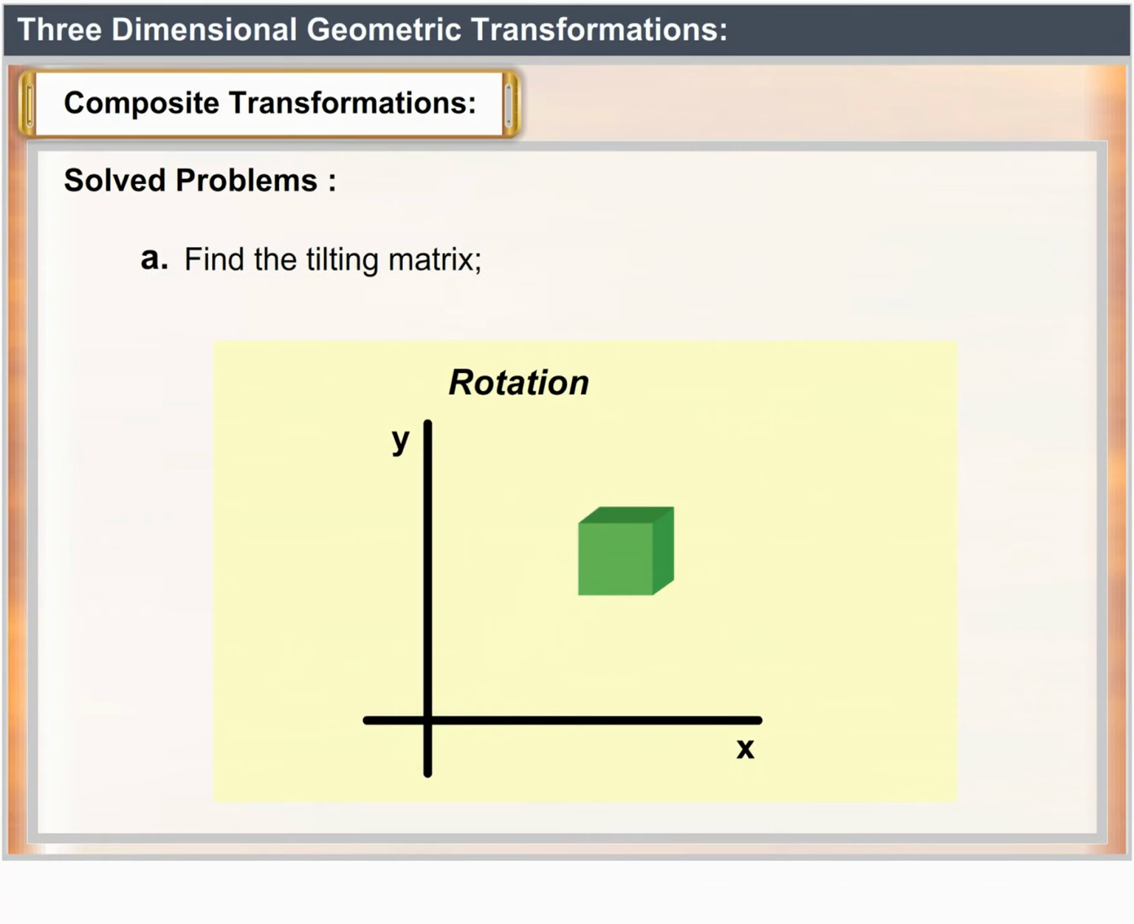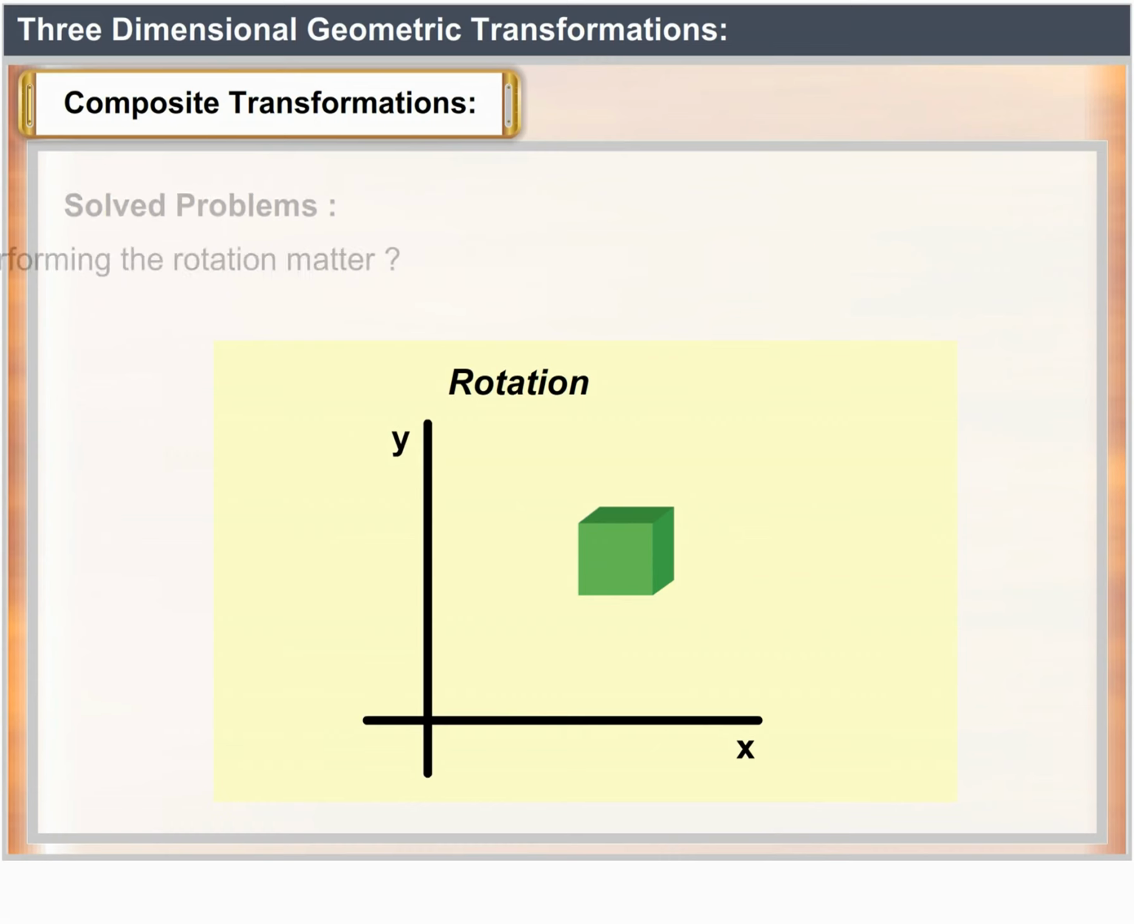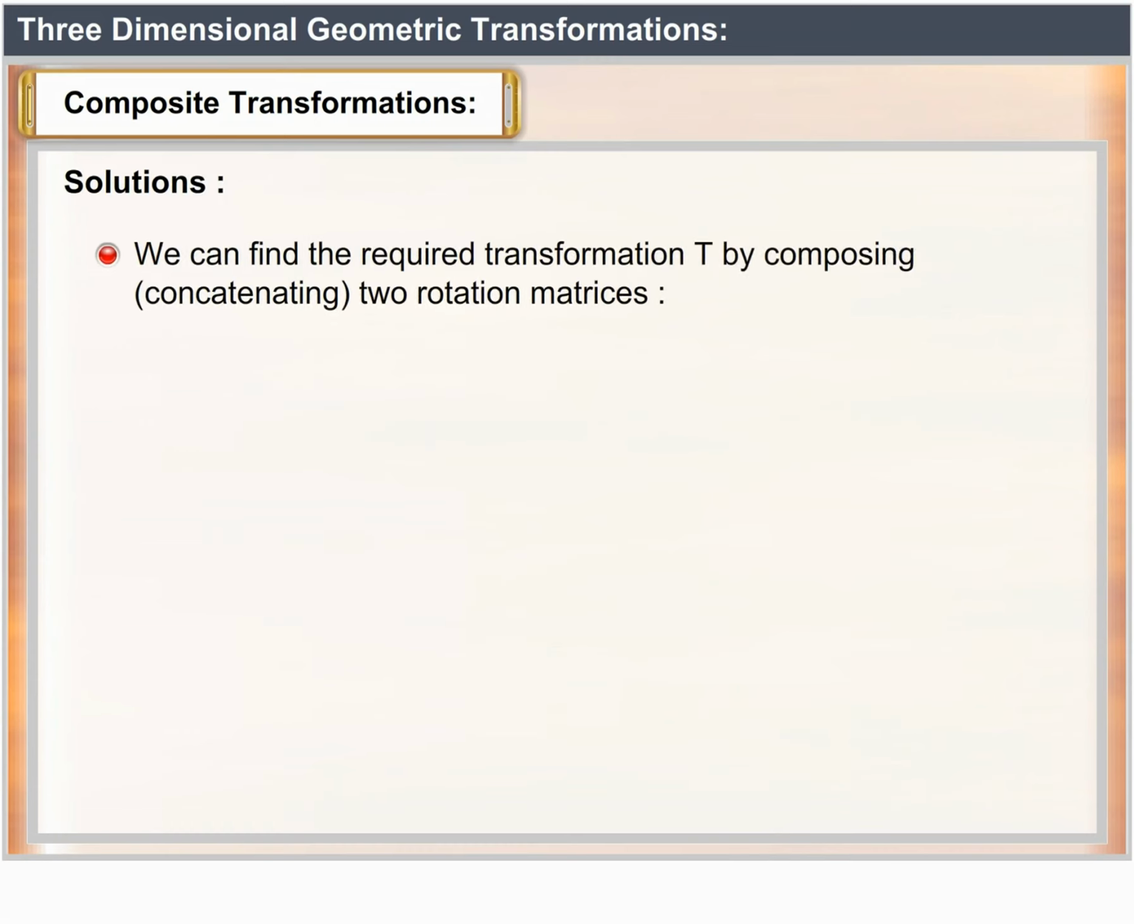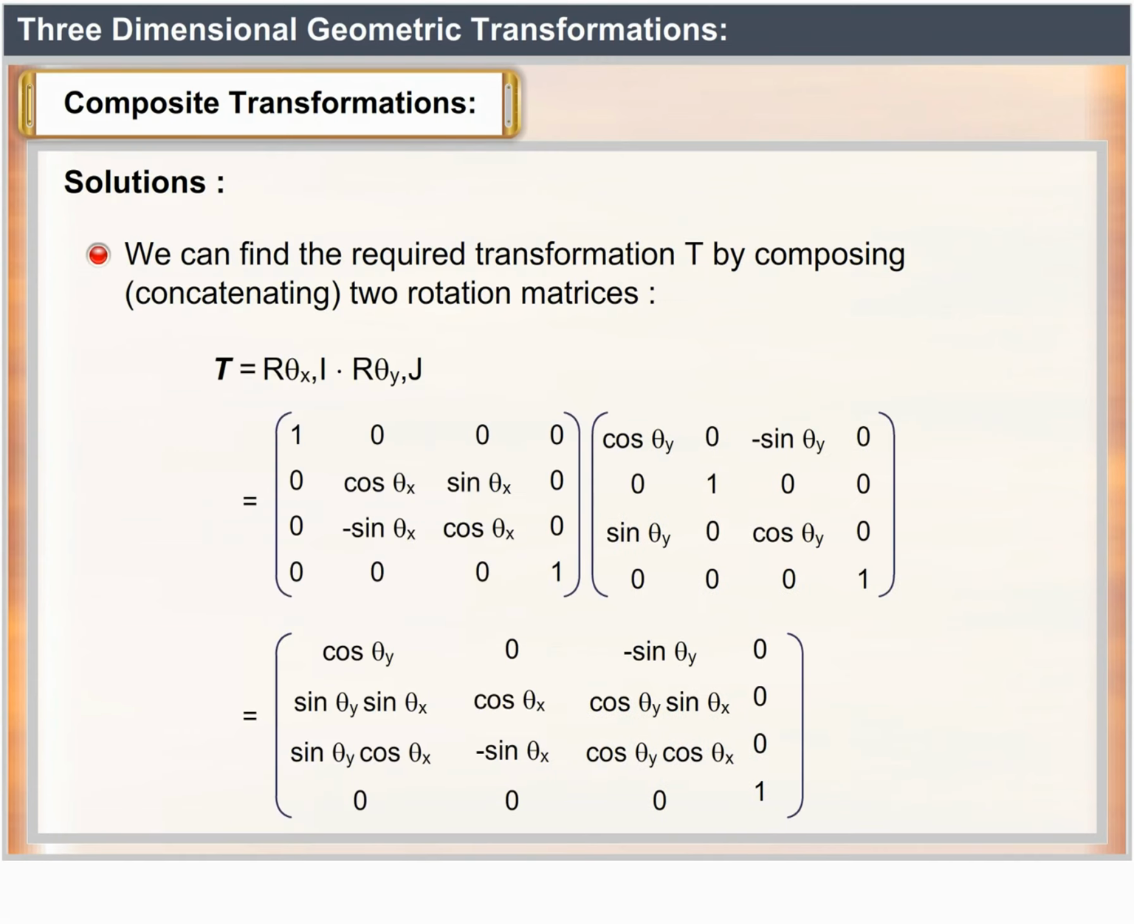Solution. We can find the required transformation T by concatenating 2 rotation matrices. This is not the same matrix as in part A, thus the order of rotation matters.